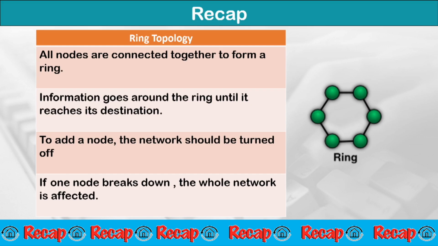The second topology was the ring topology. All nodes are connected together to form a ring. Information goes around the ring until it reaches its destination. To add a node, the network should be turned off. If one node breaks down, the whole network is affected.